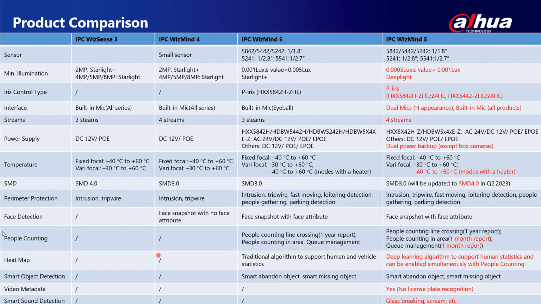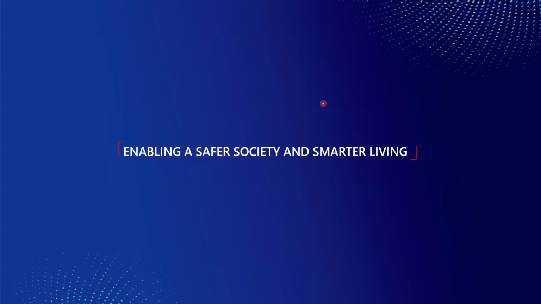So in this case, most of these AI functions are only supported by the WizMind 5 and the WizMind S series. When it comes to these AI functions, the WizMind S series supports more functions compared with the WizMind 5, because WizMind S is an upgrade of the WizMind 5 product line. So that brings us to the end of today's discussion on the WizMind S series, highlighting the advanced technologies from the WizMind 5 IPC products.